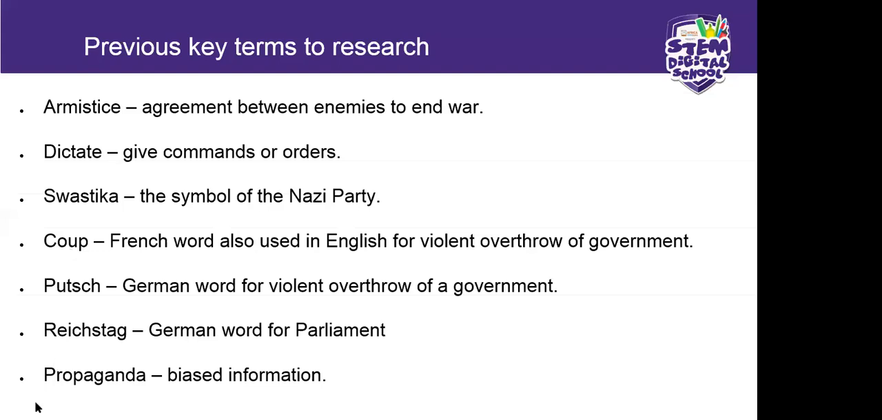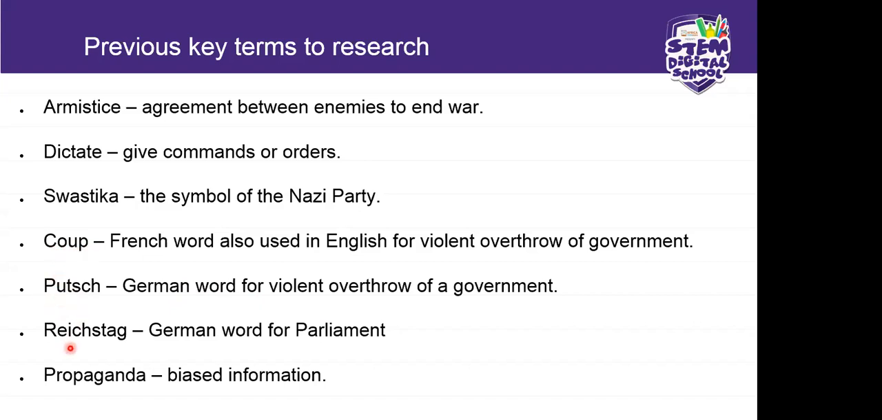A coup. It's a French word also used in English for violent overthrow of government. So it's also used in English, but it's a French word, which means to overthrow a government using violence. And then we go to the next word. Is it putsch? It's German, sorry. So it's a German word for violent overthrow. So these two, they are similar. Putsch and coup. It's only that coup is French and this one is German.